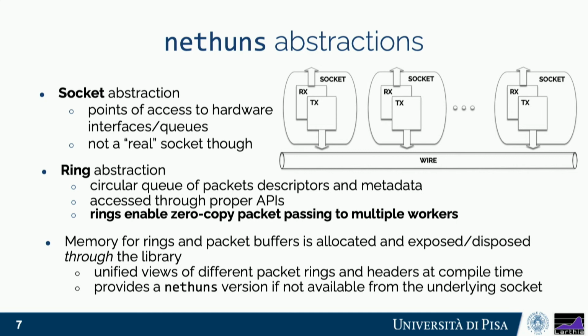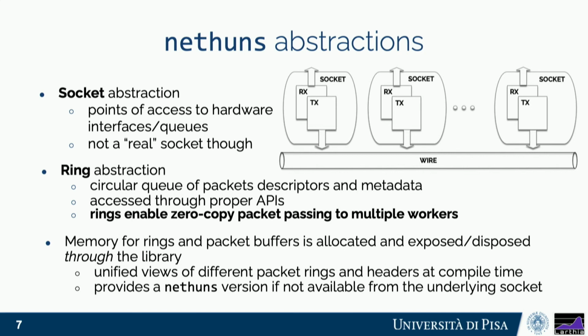So the socket abstraction is the point of access to the wire, basically. And it also has a ring abstraction, which is the point of access to the packet data, so the packet descriptor. Normally you have one ring per direction, for Rx and Tx, within the socket. And the fact that we have rings enables zero-copy passing of packets across multiple workers.